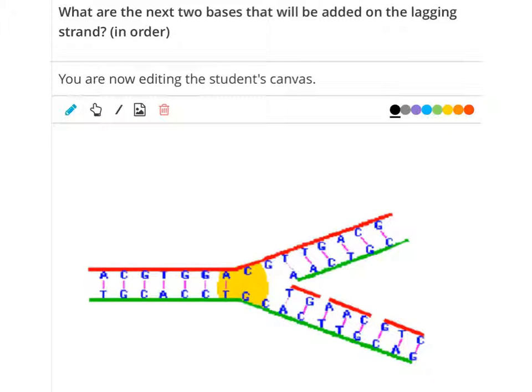And finally, question 6, what are the next 2 bases that will be added on the lagging strand in order? So I just talked about polymerase being right here. Now it's going to back up to the beginning of the open segment right here. It needs to pair up with this G first, because that's where our bond is broken. G is going to be paired with C, and then it's going to move, remember, this direction, and find a pair for the C, which would be G. So that's the correct order of bases that are added to the lagging strand.